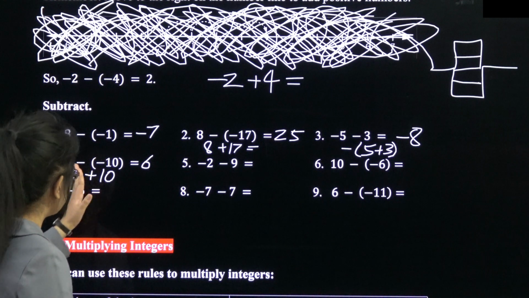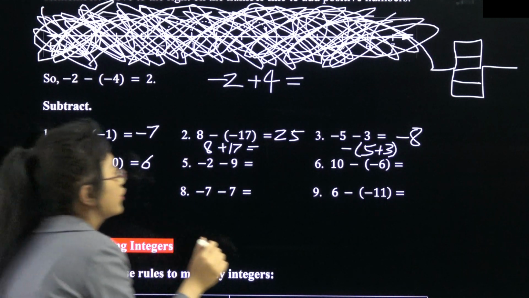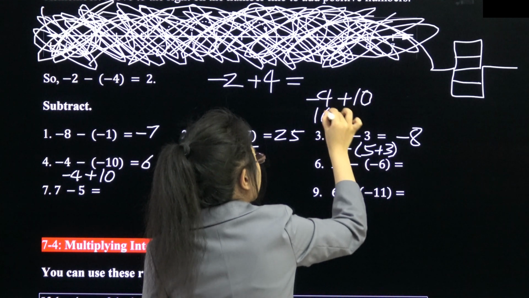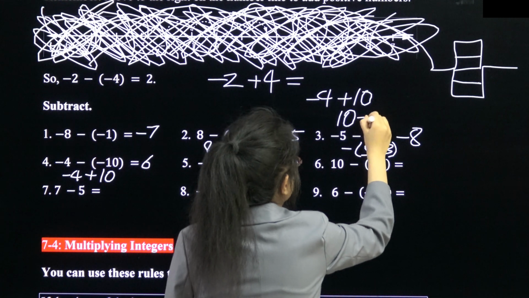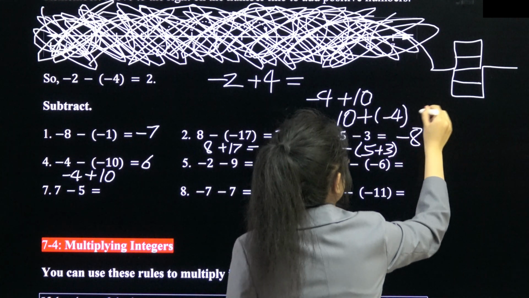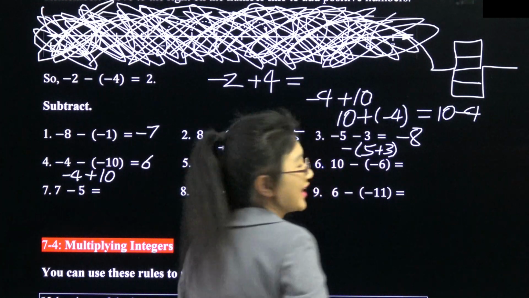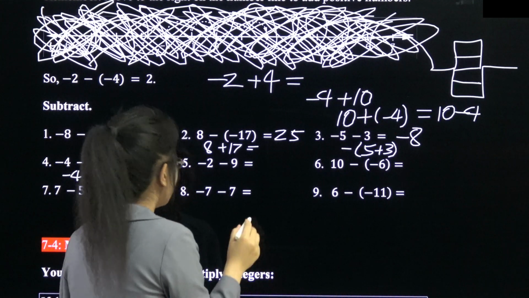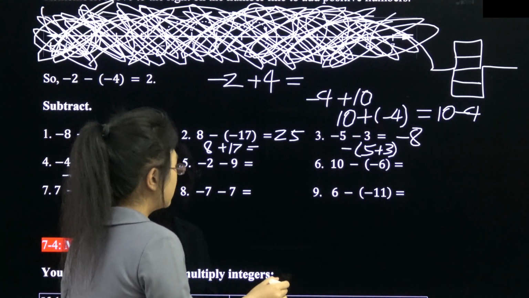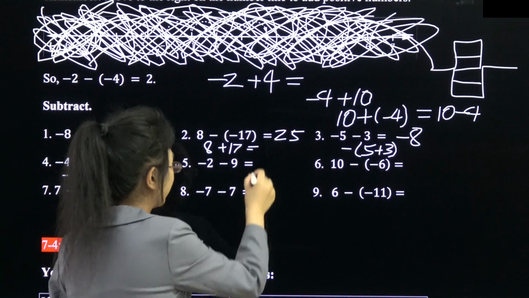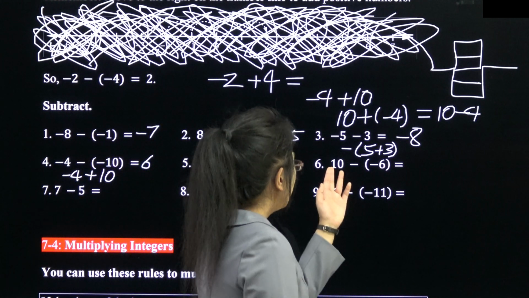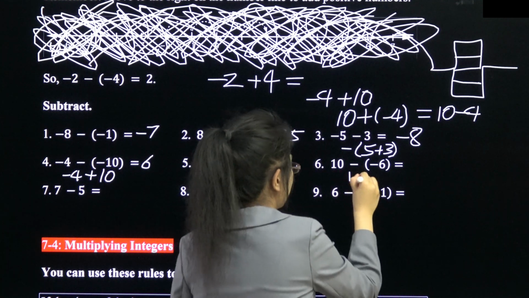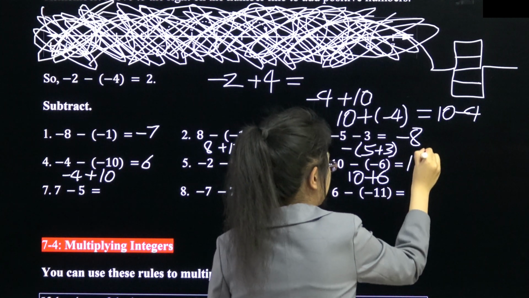Negative 4 plus 10, if you really want to think about it like this, you could use the commutative property and you get 10 plus negative 4, which is equal to 10 minus 4. Yeah. That's how you would think about it. And that's where the 6 came from. Now, negative 2 minus 9 is equal to, well, you're digging yourself a deeper hole, so it's just negative 11. Now, we continue. 10 minus negative 6 is equal to, well, double negative makes a positive, so 10 plus 6 is 16.